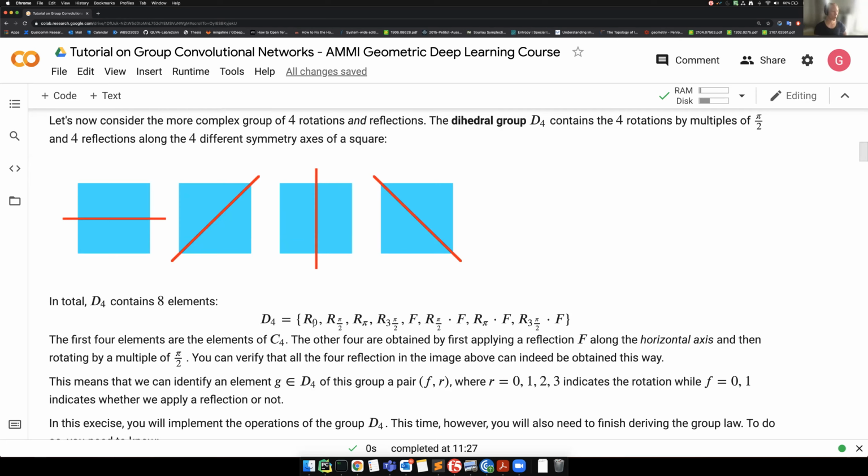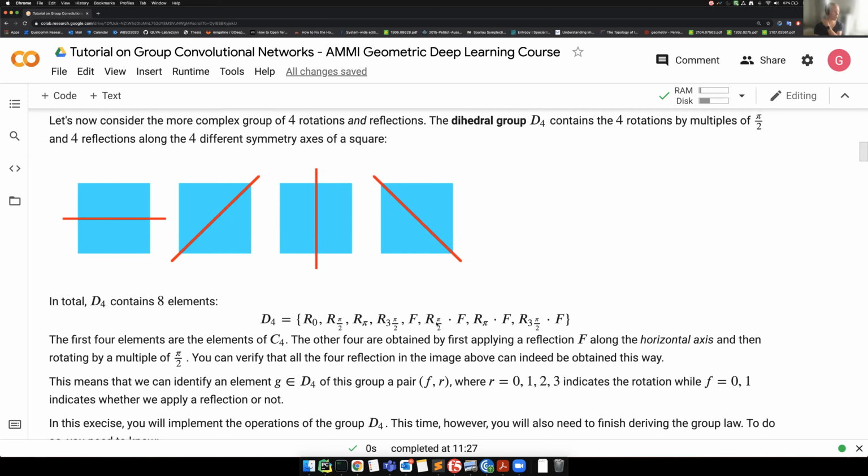So as before, we have rotations by 0, pi alpha, pi, and 3 times pi alpha. That's the same as before. But now we have 4 more elements. We have a reflection, F. You imagine that F is a mirroring operation along this red line. So if you have an image, you do a mirroring with respect to this line. And then the other 3 elements are going to be first applying a reflection and then applying some rotation.